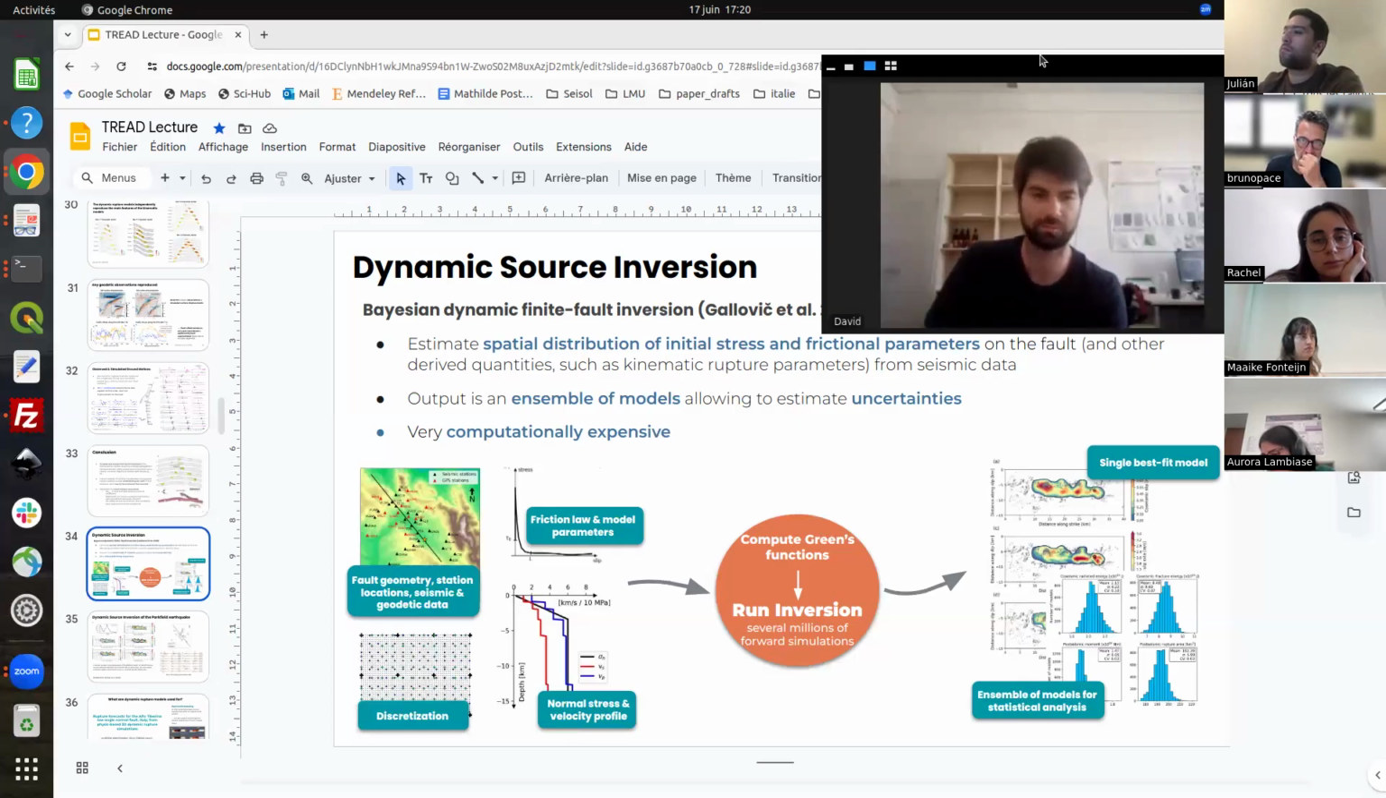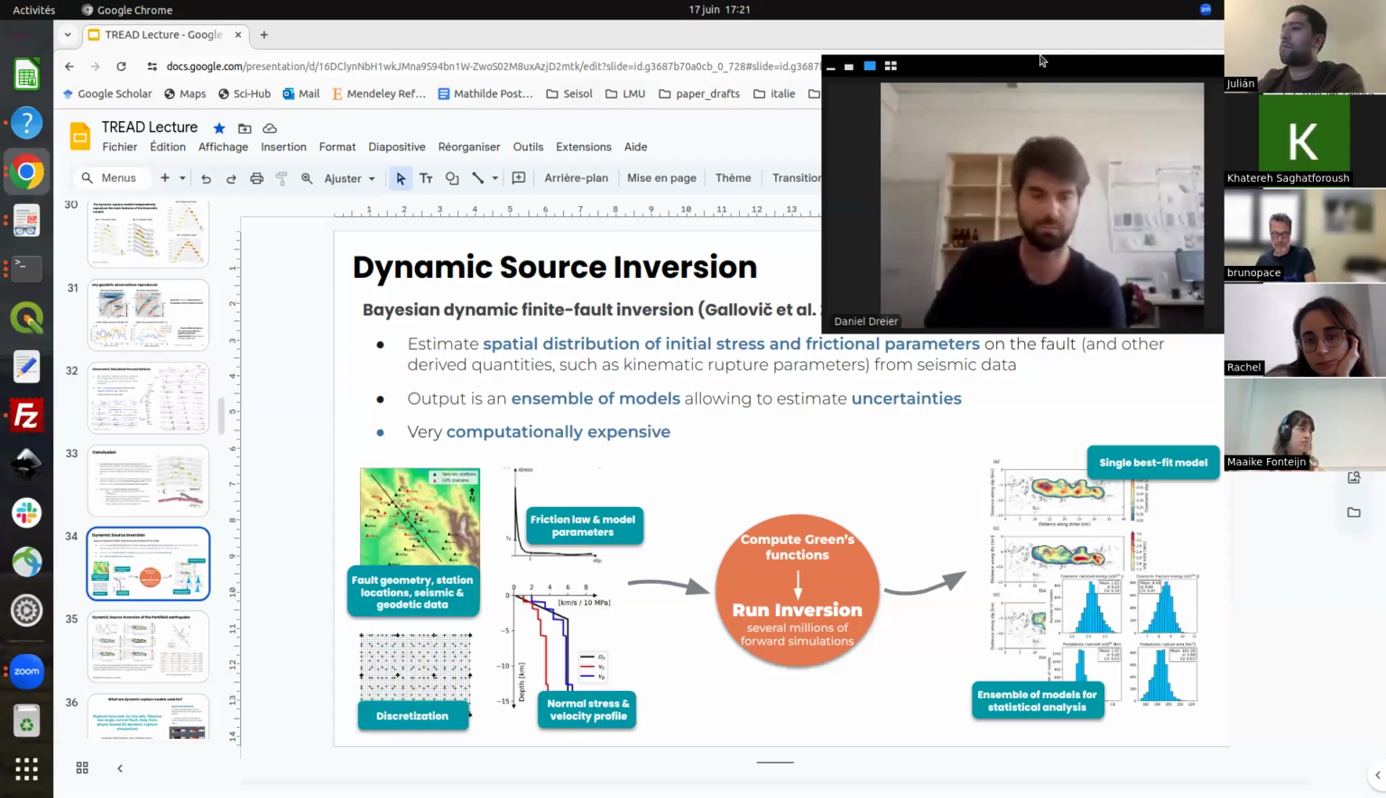Yeah, so you have several million forward simulations, and because the data are at the surface and the fault is at depth, it's not very well constrained. So there are a lot of models that explain the data equally well, and from this you can compute mean models, and you can compute, I don't know, the standard deviation or something like that. I have never done this myself, but that's the idea.